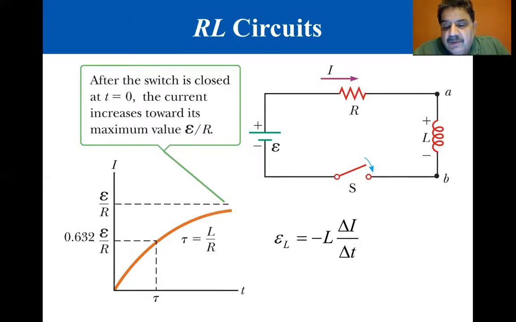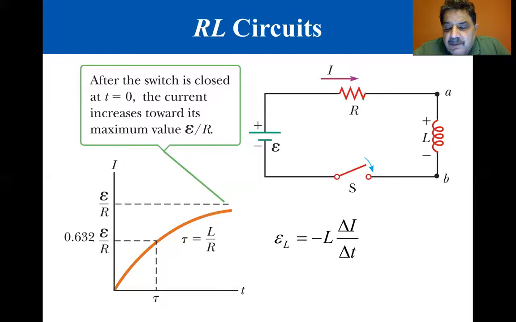As the current approaches its steady state value, the back EMF of the coil falls off because the current is changing more slowly. Finally, when the current reaches its steady state value, the rate of change is 0 and the back EMF is also 0. The lower figure plots current in the circuit as a function of time.